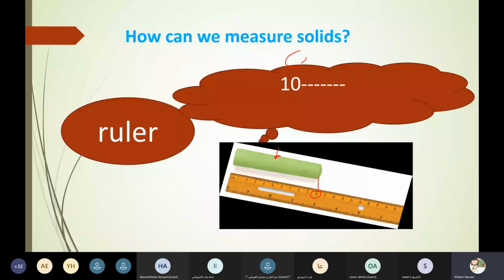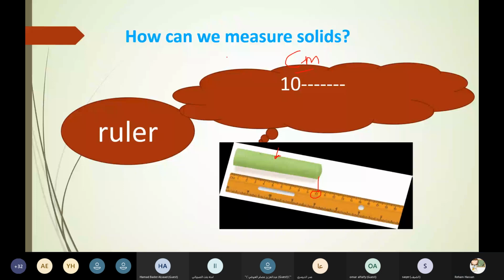What about the tall of this chalk? Yeah, it's 10. It's 10, okay? So we can measure the solids by the ruler. We can measure the solids by the ruler. Yes, Yusuf? How can we measure the solids, Yusuf?